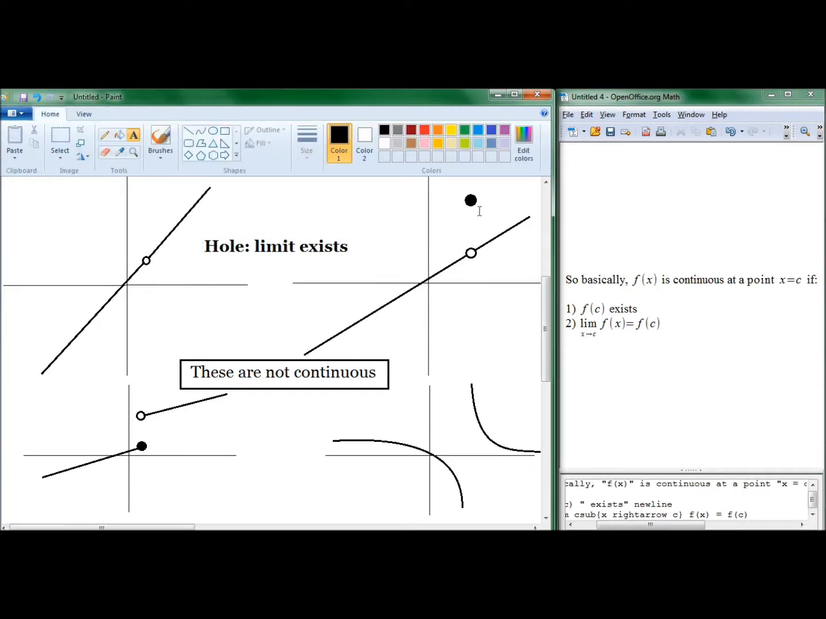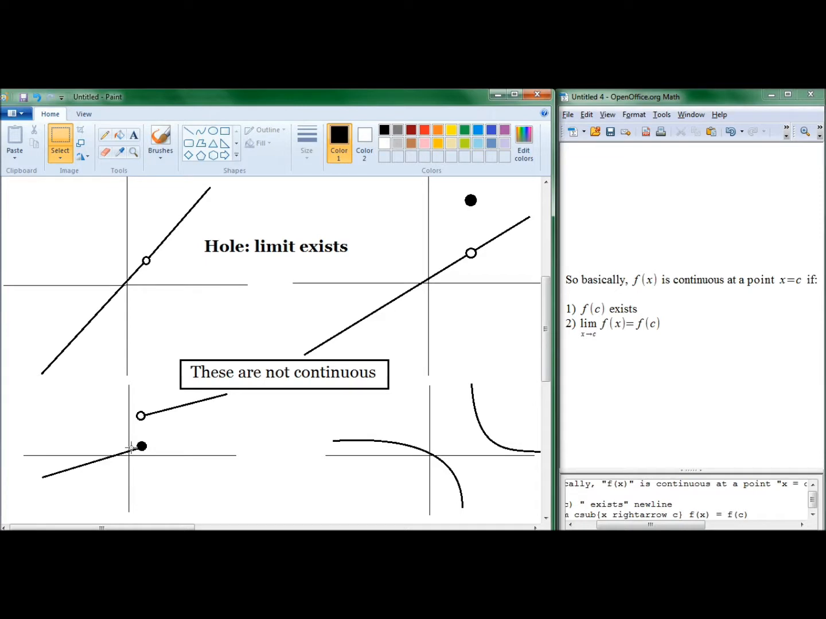So now, let's look at this function. Everything seems to be wonderful until we get to what seems to be the same problem, but we can't say that f of c doesn't exist, because it does. It's just up here. But let's look at our second rule. Our second rule says that the limit of f of x as x approaches c must equal f of c. And that's clearly not the case. As f of x approaches c, it equals this number. But f of c is way over here. So clearly, this function is also not continuous.